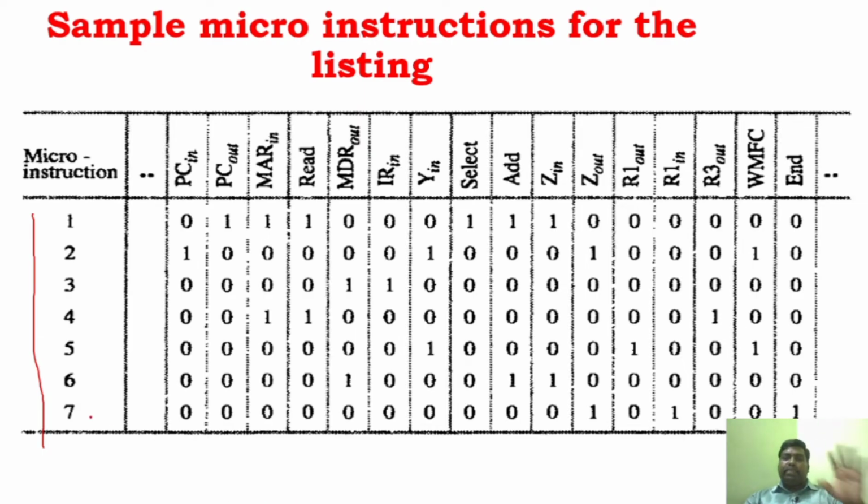I'll explain this, but before that you have to understand what a control word is. A control word is nothing but a sequence of zeros and ones. This is a control word.